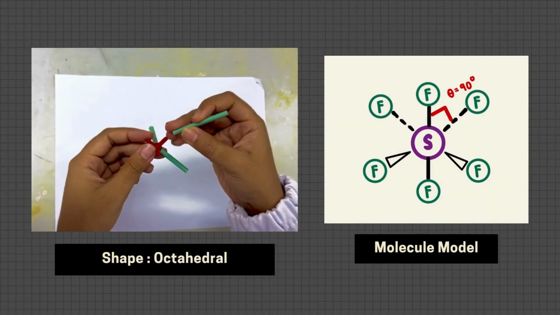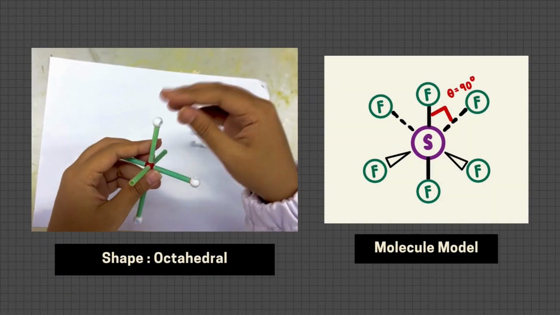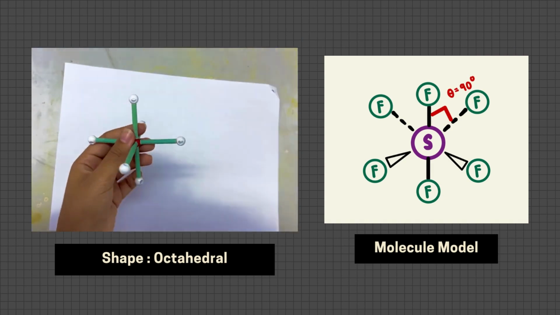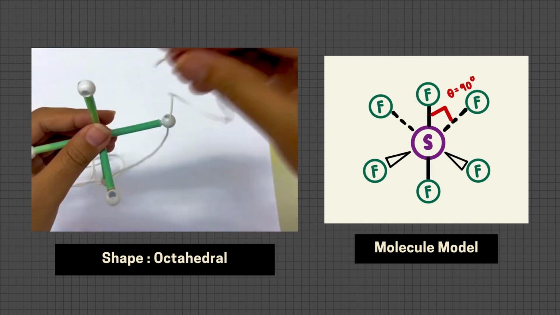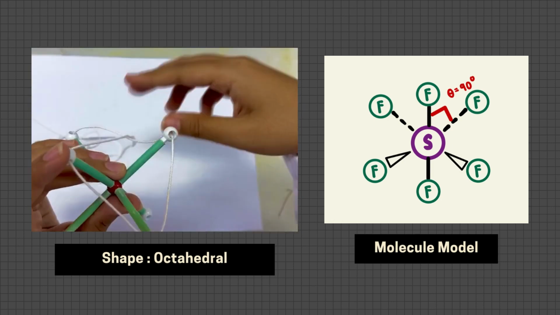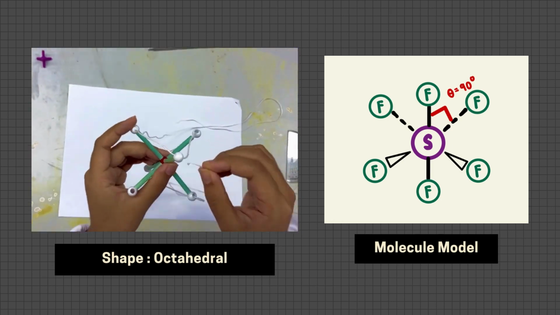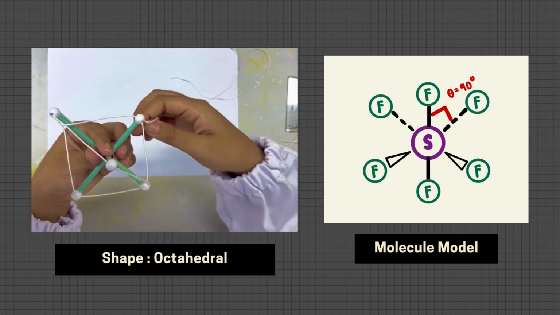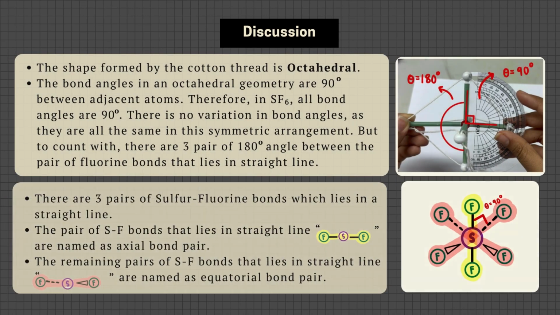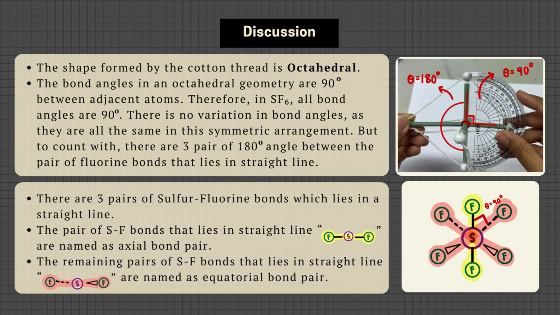In the video, we can see that we are constructing the sulfur hexafluoride molecule, which will form an octahedral shape. And beside it, we can see the molecule model that has been drawn, which has an angle of 90 degrees. So for discussion, the shape formed by the cotton thread is octahedral.